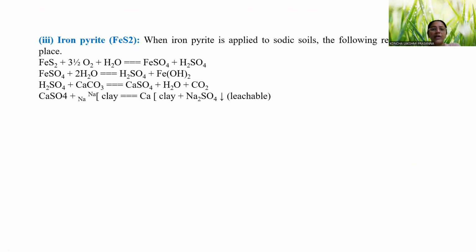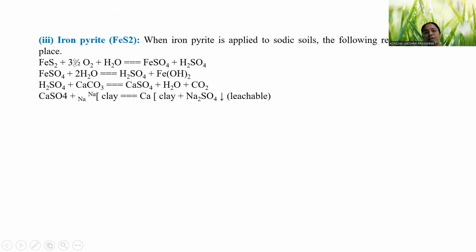Iron pyrites. When iron pyrites is applied to the sodic soil, the following reactions take place. Ferrous sulfate, when it undergoes oxidation, it forms the ferrous sulfate. Ferrous sulfate, again, combines with the water. With the presence of the water present in the air, it forms the sulfuric acid.